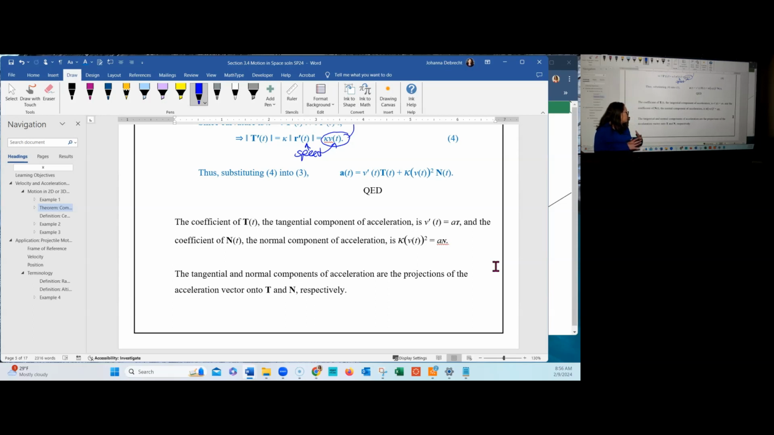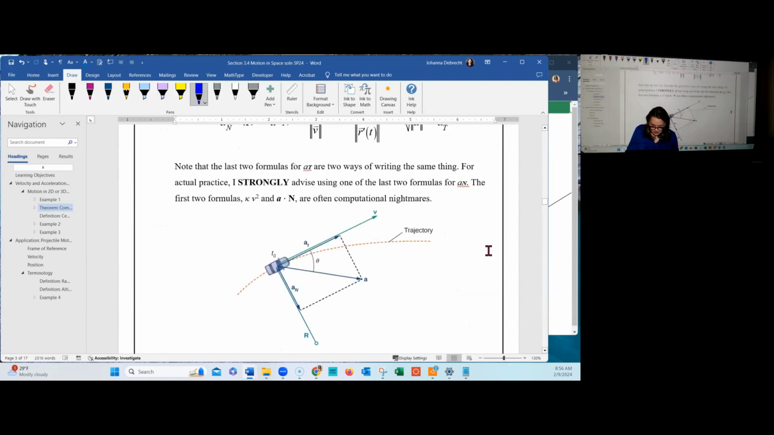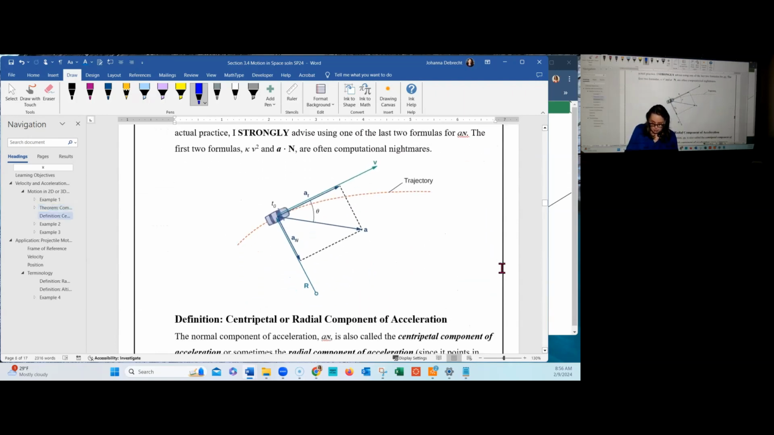All right. So these are basically the projections of the acceleration vector onto both the unit tangent vector and unit normal vector. Let's see if I have a picture. Here we go. Let's look at the picture first, and then we'll go back up in the notes.